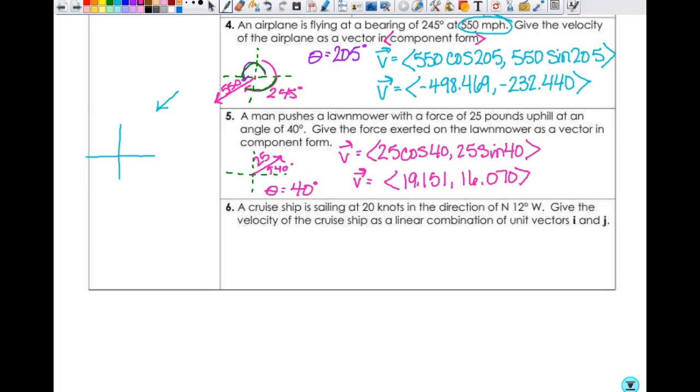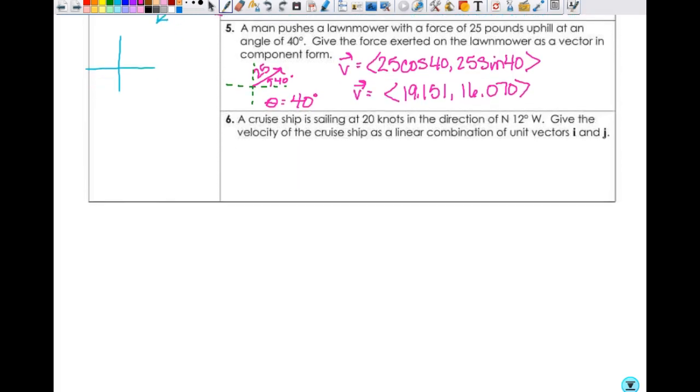So our vector looks like it's directed towards the first quadrant. That would be positive, and we'd be good there too.